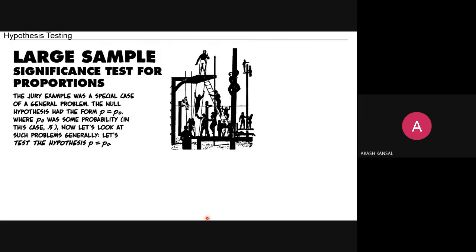Now let's see a scenario where we need to do hypothesis testing on a large sample, and we need a significance test for proportions. The jury example was a special case, where the null hypothesis was of the form p is equal to p naught, and p naught was some probability. In the jury case, it was 0.5 because there's an equal population. Now let's look at a generic example where the hypothesis is p is equal to p naught.